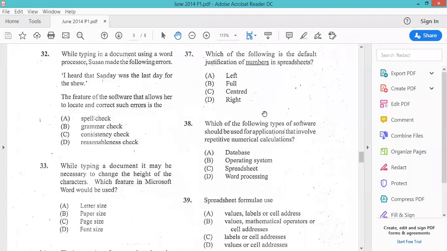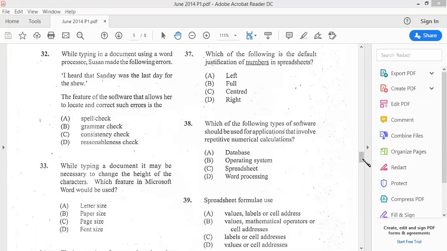Okay. So by default in a spreadsheet, once you type a number, it goes to the right. Once you type a word, it goes to the left by default. Please remember that this is a common question on past papers. Numbers, right. Words, letters, left. Please remember that. Continue, Trevoni.